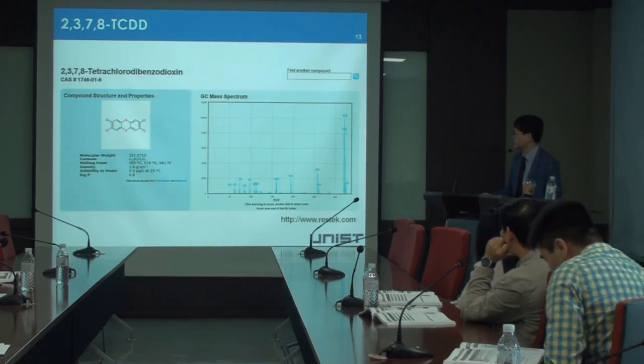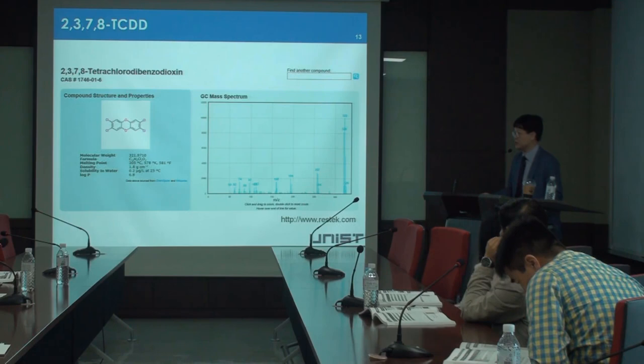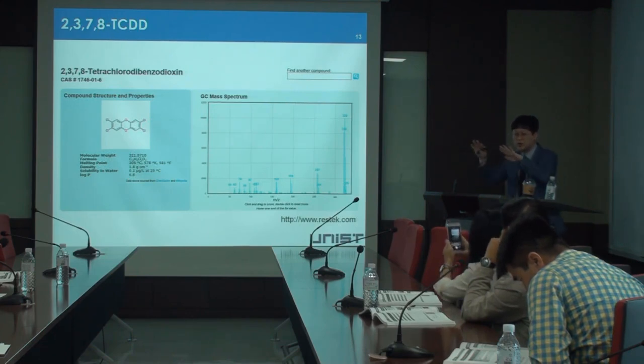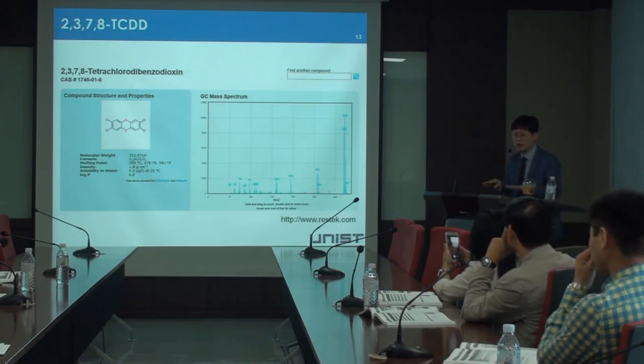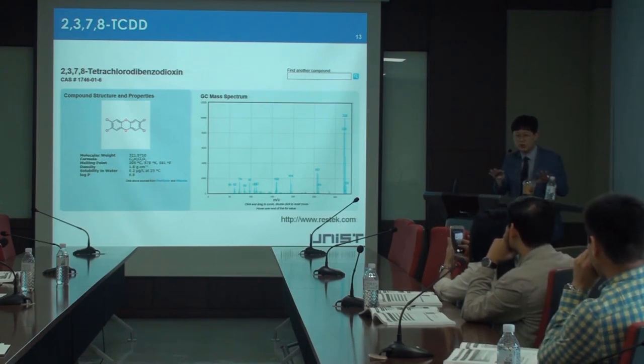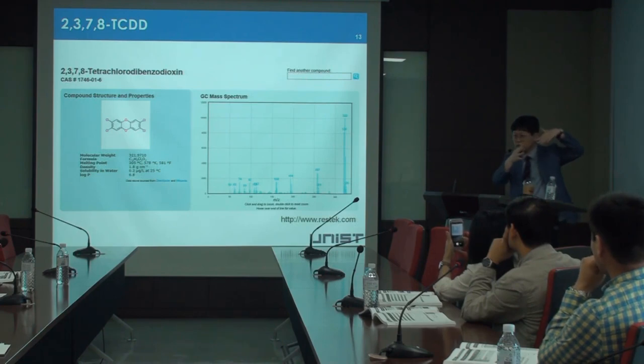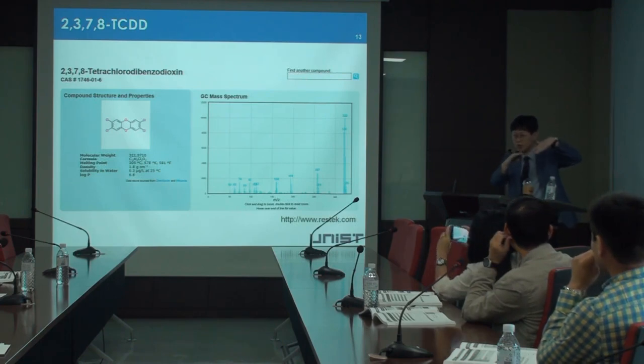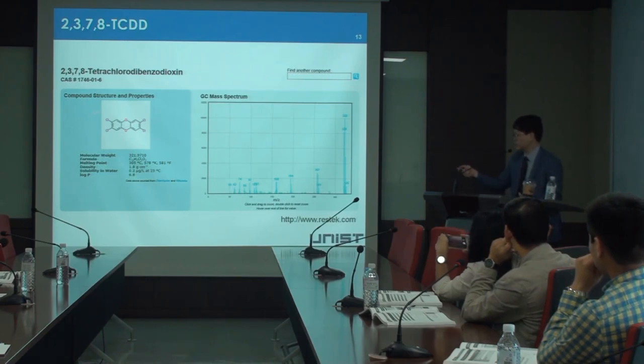2,3,7,8-TCDD, tetrachlorodibenzodioxin. The chlorine is located here. It looks very symmetrical, very stable, okay? And it has a planar structure. If the chemical is twisted, then it has a low affinity to some DNA structures. But in this case, it is stable.